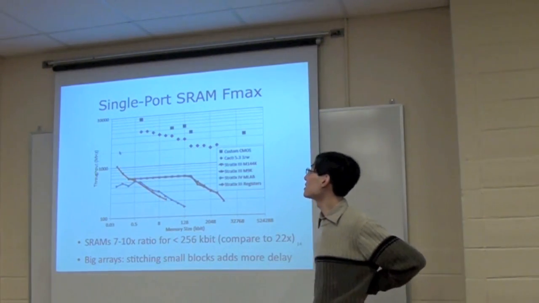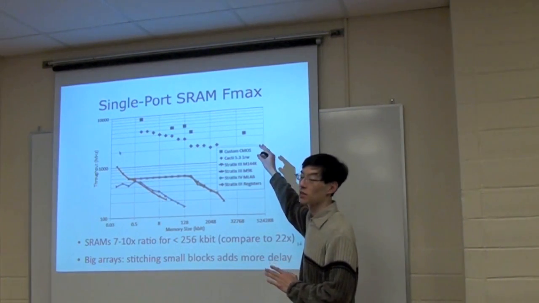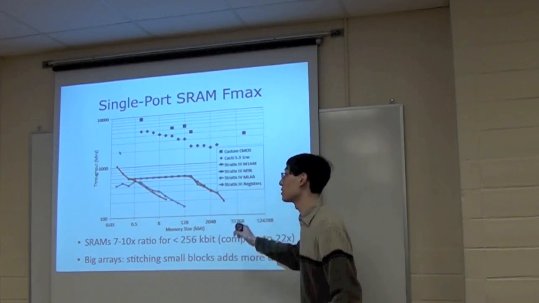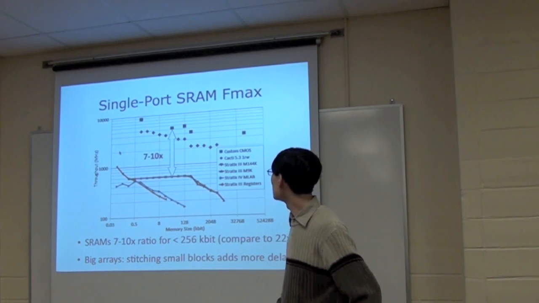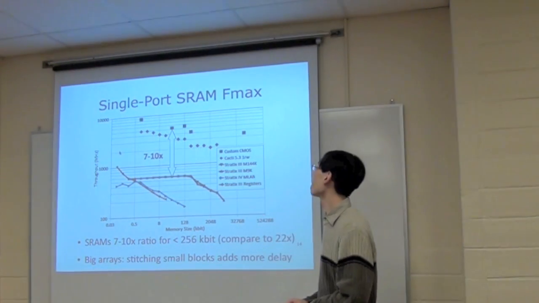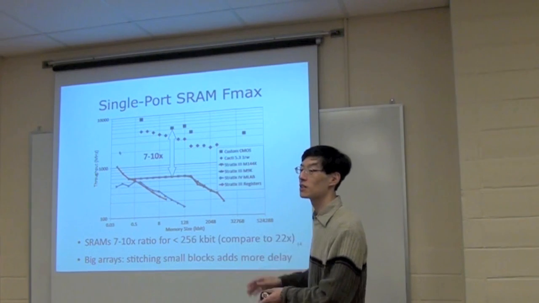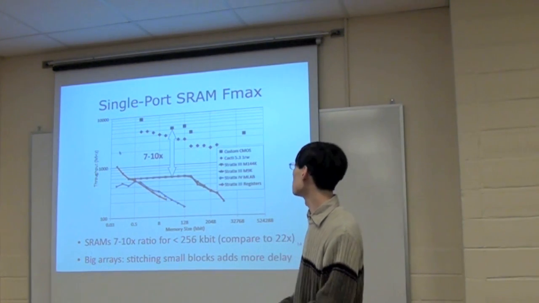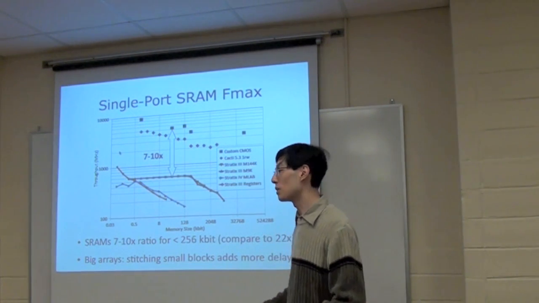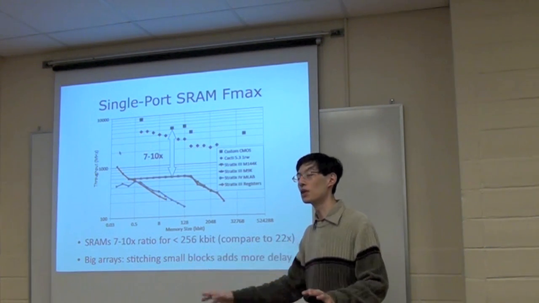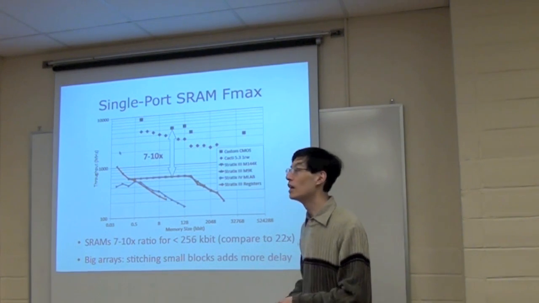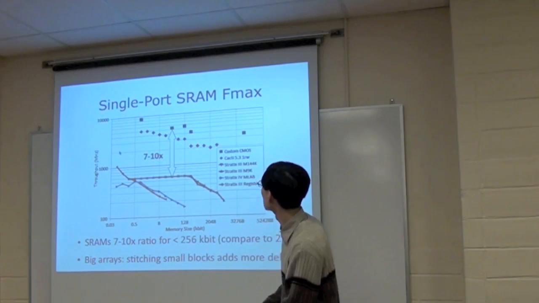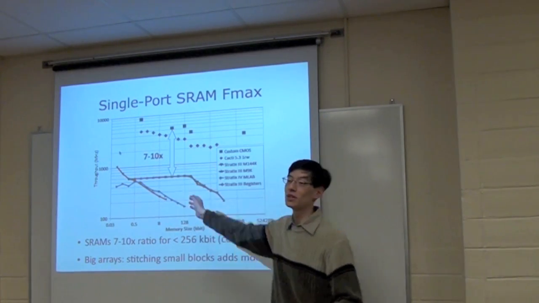Here we have the same plot, except it's Fmax of the SRAM versus the array size. We see the same trends. Custom is faster than FPGA. In this case, the delay ratio is a little bit greater at 7 to 10x. However, it's still better than an overall delay ratio of about 22x. For really big arrays on the FPGA, we have to stitch together multiple hard blocks, which adds delay. We could, in theory, pipeline that out, but we didn't do that here, so it's not really a fair comparison. So for the smaller RAMs, we have 7 to 10x.